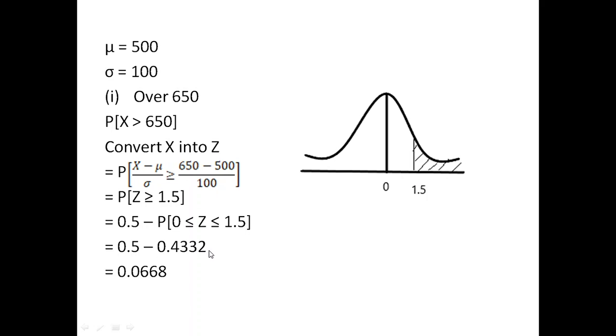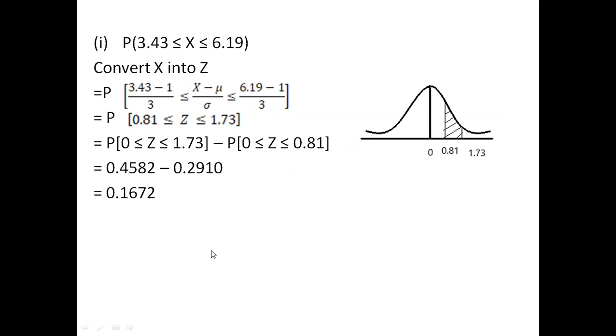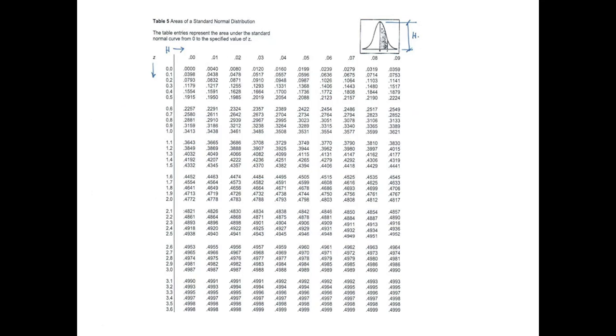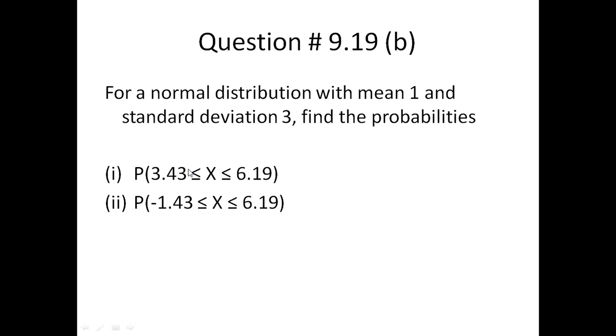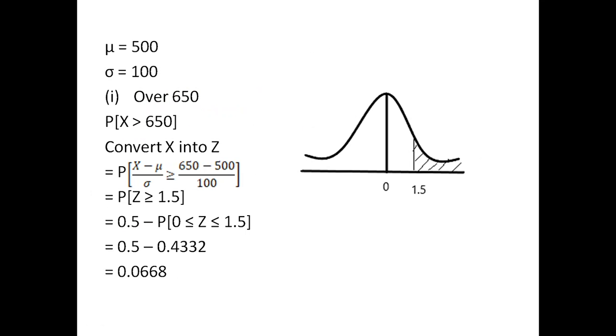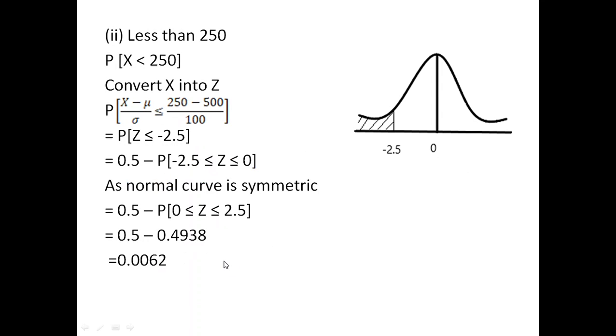So again I have seen 1.5 in the table, 1.5 under 0.00, so this is 0.4772. Sorry, this is 0.4332. So here I have written 0.4332.